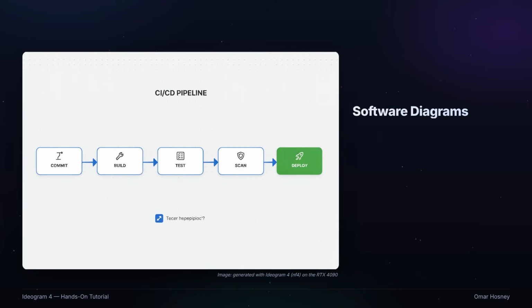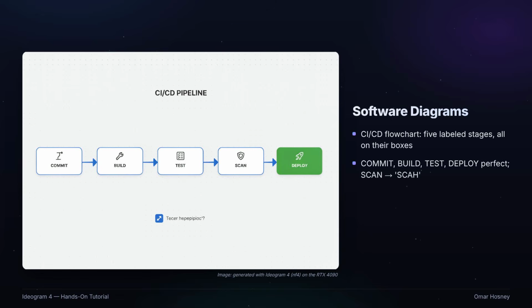Now the engineering categories, and this is where bounding boxes really earn their keep. This CI/CD pipeline flowchart placed all 5 stage nodes in a perfect horizontal flow, each inside its declared box, with the right icons and the deploy stage correctly highlighted green. 4 of the 5 labels are pixel perfect.